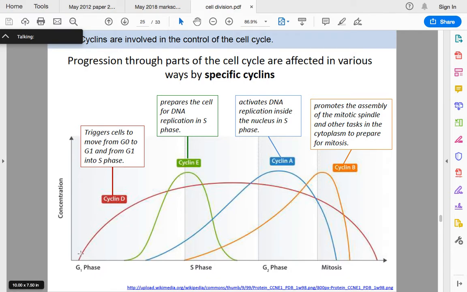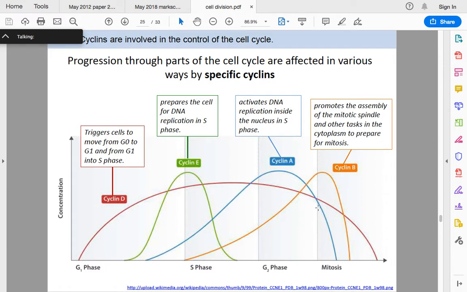Depending on the concentration of the cyclin, for example, we have cyclin D. What is the function of that one? It triggers cells to move from G0 to G1 and from G1 into S phase. So as the concentration increases, something happens. Then we have the cyclin E. As you can see, this is the amount of cyclin that we're going to have. And that triggers what? It prepares the cell for DNA replication in S phase.